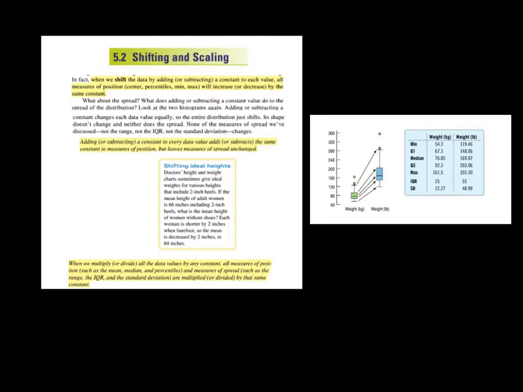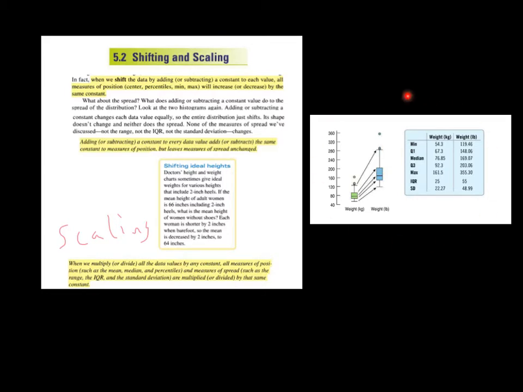Shifting, again, is adding or subtracting (in parentheses) a constant to each value, and all measures of position will increase or decrease by that constant. But adding and subtracting a constant leaves measures of spread unchanged. Whereas when we multiply, remember, when we're talking about multiplying, we're talking about scaling, all measures, even the measures of spread, change.